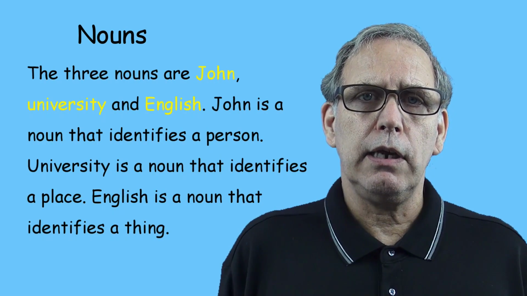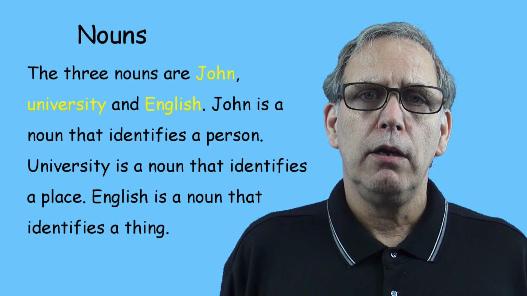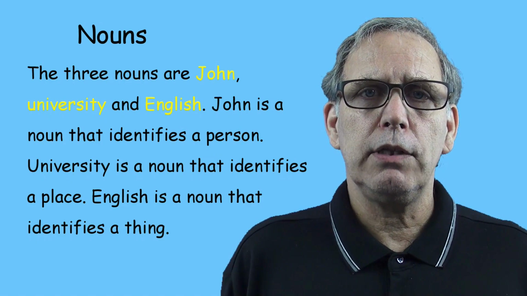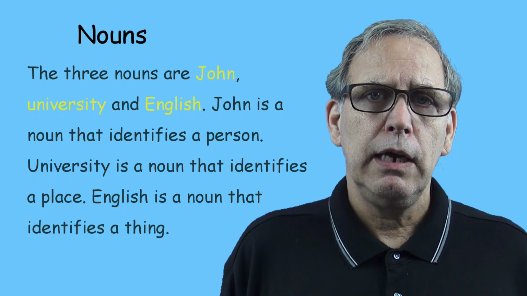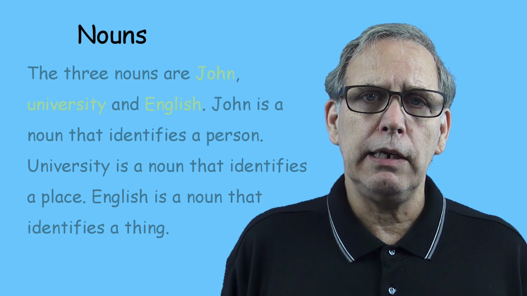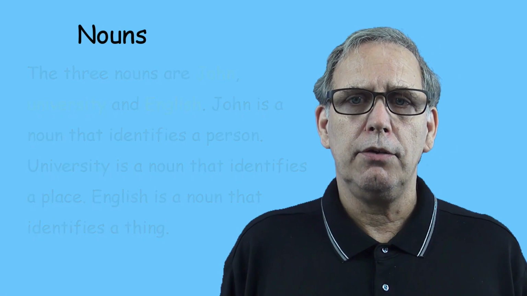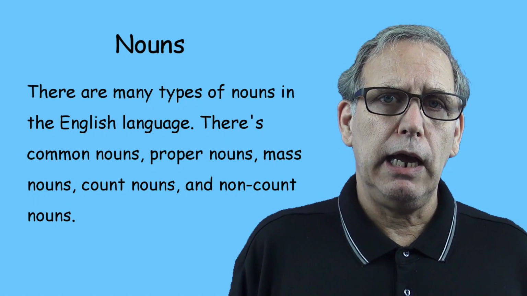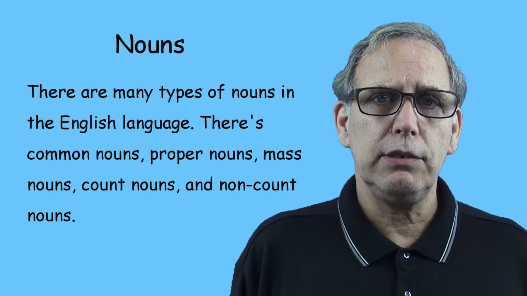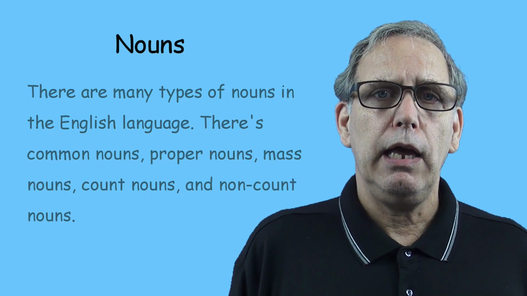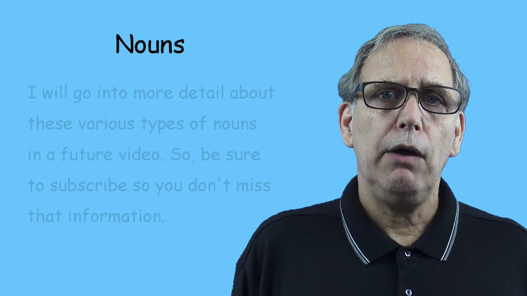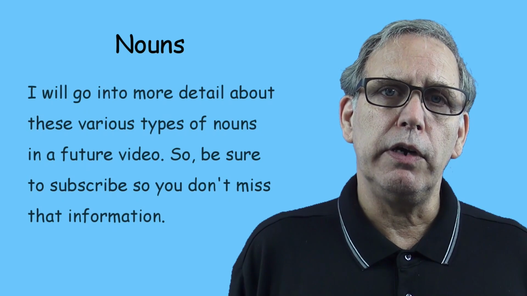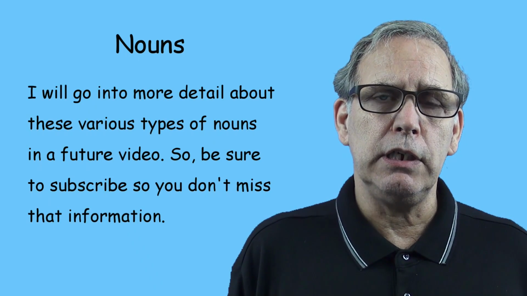John is a noun that identifies a person. University is a noun that identifies a place, and English is a noun that identifies a thing. There are many types of nouns in the English language. There's common nouns, proper nouns, mass nouns, count nouns, and non-count nouns. I will go into more detail about these various types of nouns in a future video.